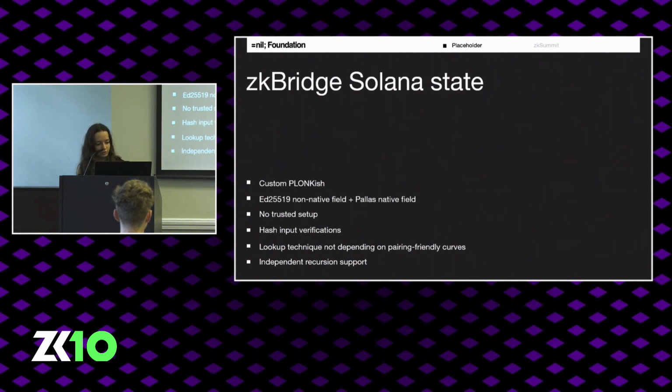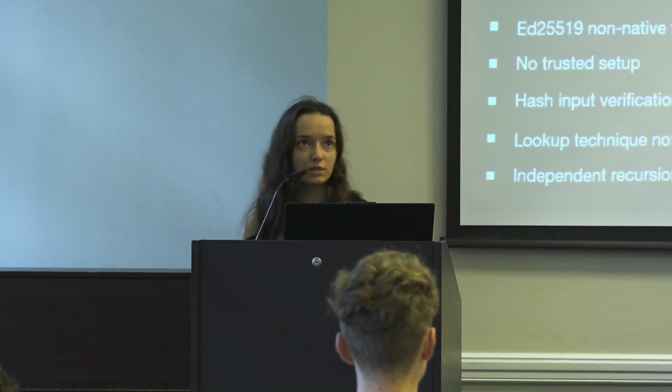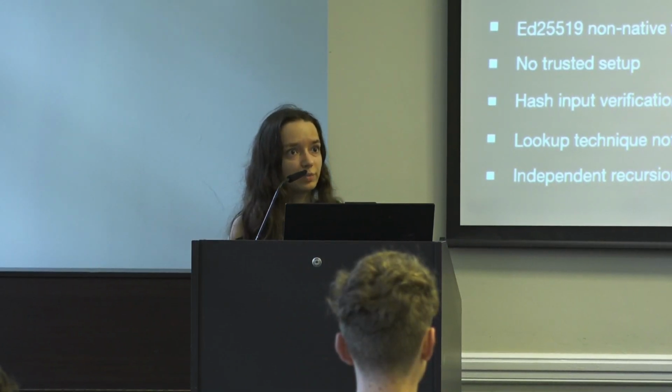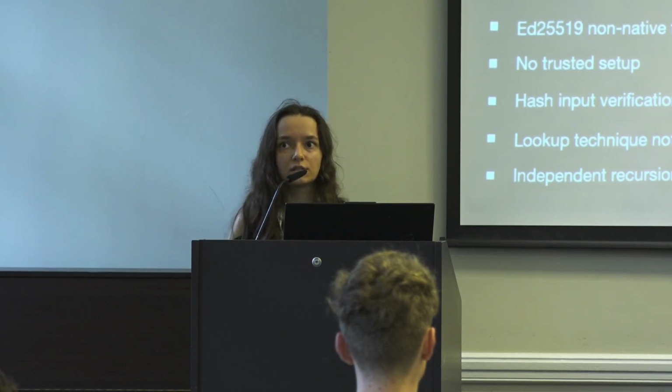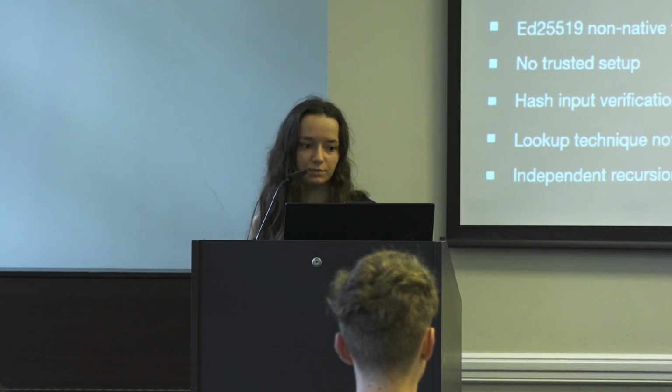Also, it would be a big input, so we use hash input verification. It would be the SHA hash function, so we need lookup techniques. And as I said, we use the Pallas field. It's not a pairing-friendly curve, so we need a lookup technique which doesn't depend on pairing-friendly curves. So it's a generalization of lookup, as I said. Also, it would be a pretty big circuit because we have non-native arithmetic. So we need to split it into several signatures, and we can afford independent recursion support.